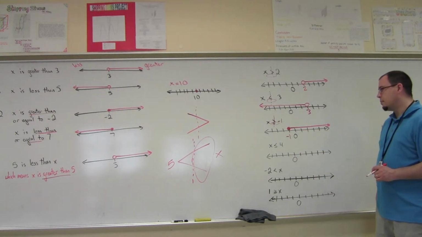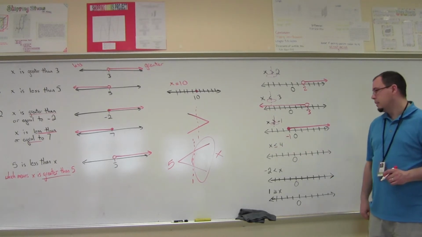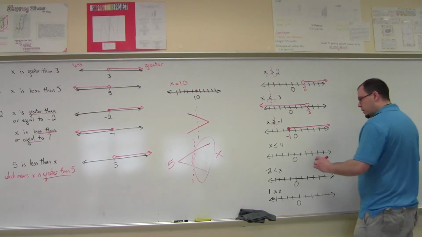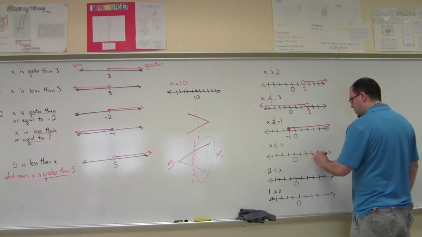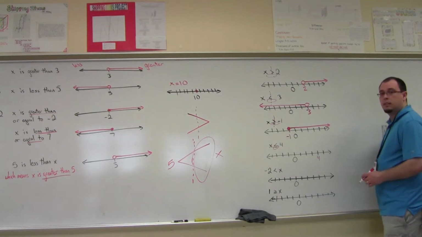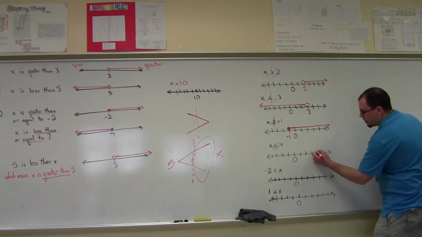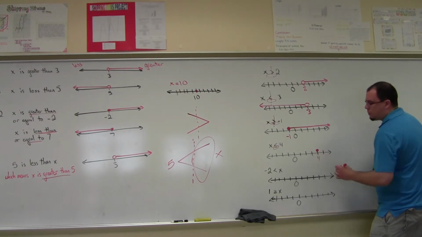Our next statement, x is less than or equal to 4. That's how we would read it. So we want to find 4. 1, 2, 3, 4. Open circle or closed circle? It's going to be closed because we have the line underneath. So we're going to find a closed circle at 4.